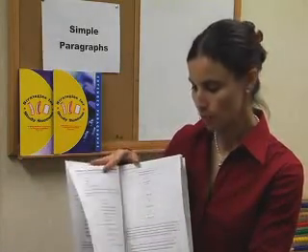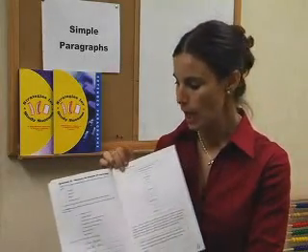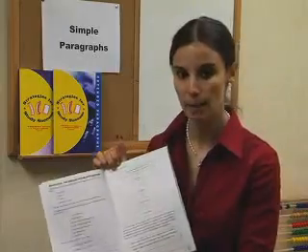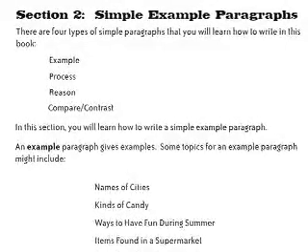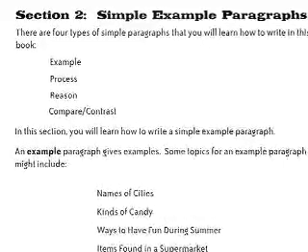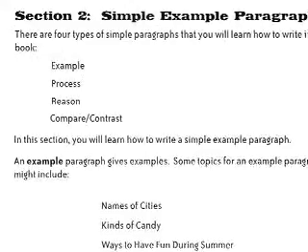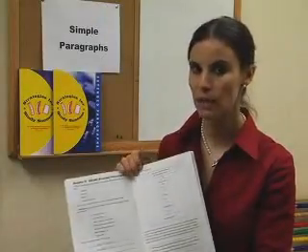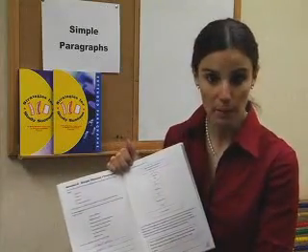Now, if we keep moving through the book and we turn to page 8, we'll notice that section 2 introduces simple example paragraphs. Here we teach students that there are 4 different paragraphs we're going to learn how to write: the example, process, reason, and compare-contrast paragraphs. We start here with the example paragraph. The example paragraph gives examples.